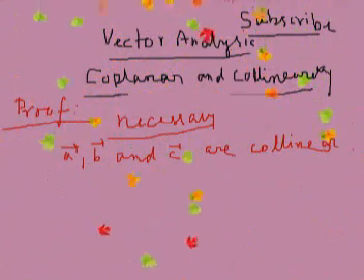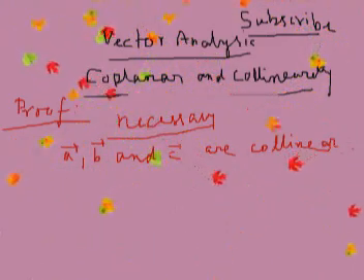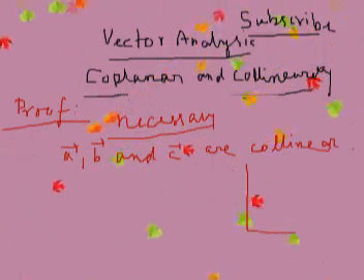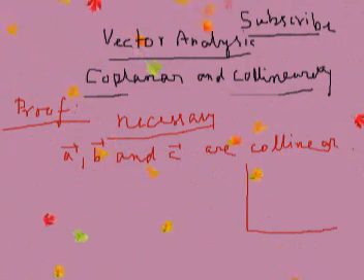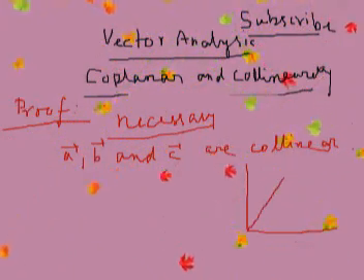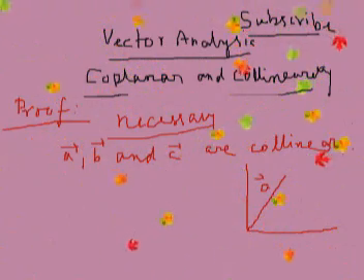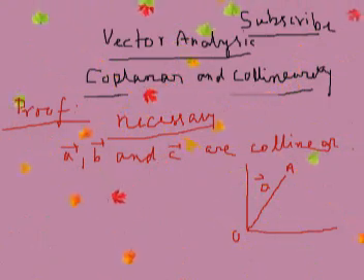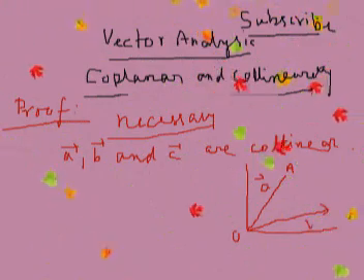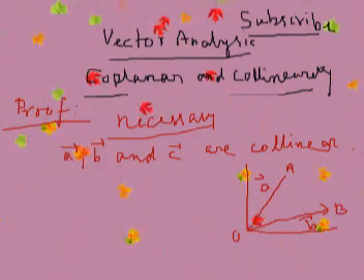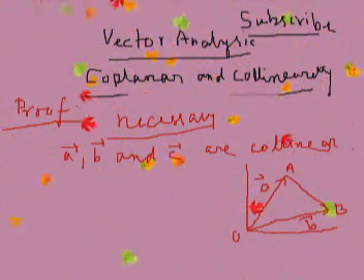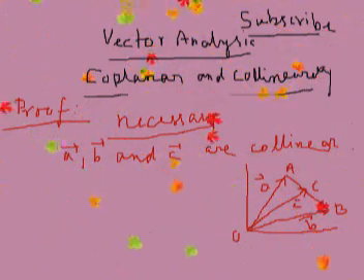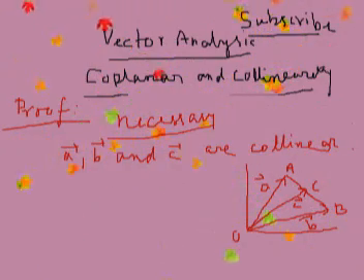If three vectors are collinear, then the vectors I am taking in a diagram. I am taking a two-dimensional Cartesian plane to understand this. Taking this to represent the A vector, this is OA, and this represents the B vector. This is OB, and if we join this, then this represents the C vector. This is the C vector. So OA, OC and OB are the position vectors of A, B, C.